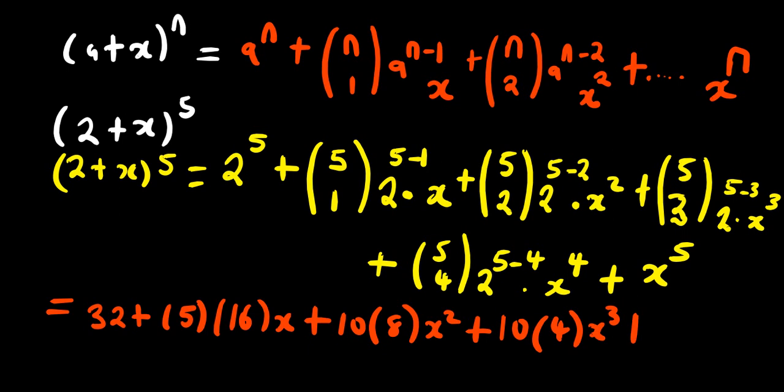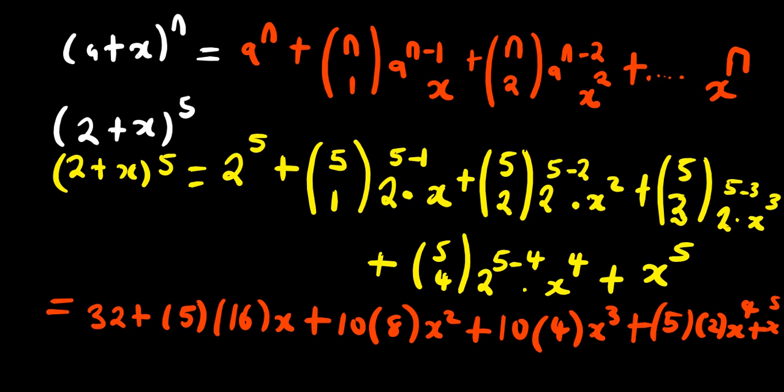So plus, then 5 combination 4, we said if the difference is only 1 between the two, you're just going to get the number. So that combination is just giving us 5. Then we've got 2 to the power 5 minus 4, that is just 1. So that's 2. So 5 is multiplying by 2. Then you have x to the power 4. So I'm going to put the x to the power 4, plus the last one is x to the power 5.